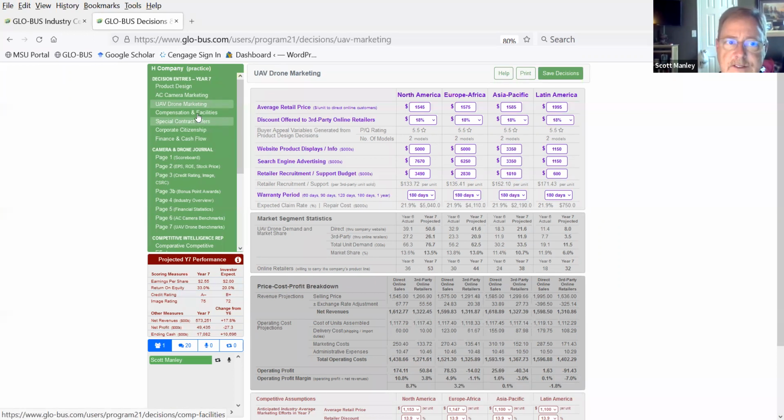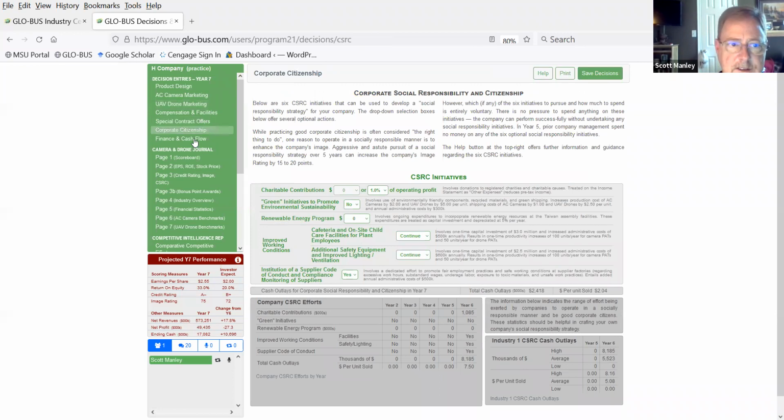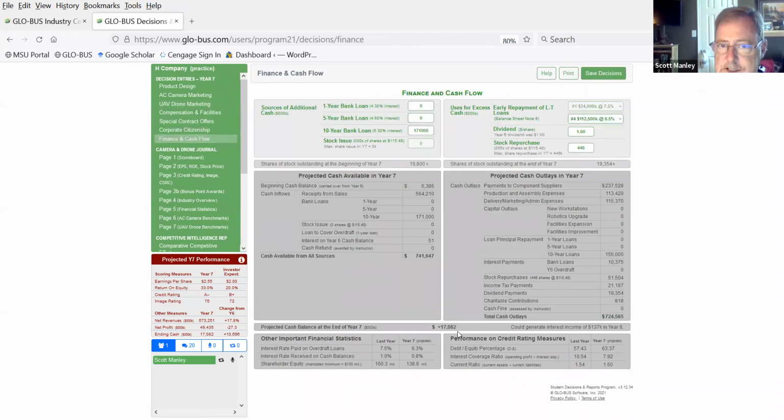So running through my decisions, make sure that my compensation and facilities still look good, and they do. Corporate citizenship still makes sense. Finance and cash flow. And now that I've got $17 million in the bank, I can probably drop the amount of my loan. I don't want to borrow money just for the sake of borrowing money. Okay, so let's see where that needs to be. 166. Okay, 165, probably going to be as low as I can go. Yep. So I'm going to do $166 million loan.